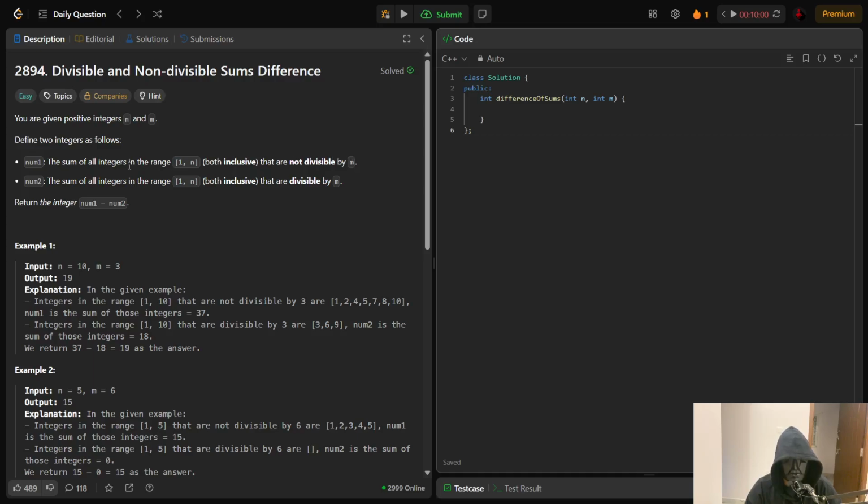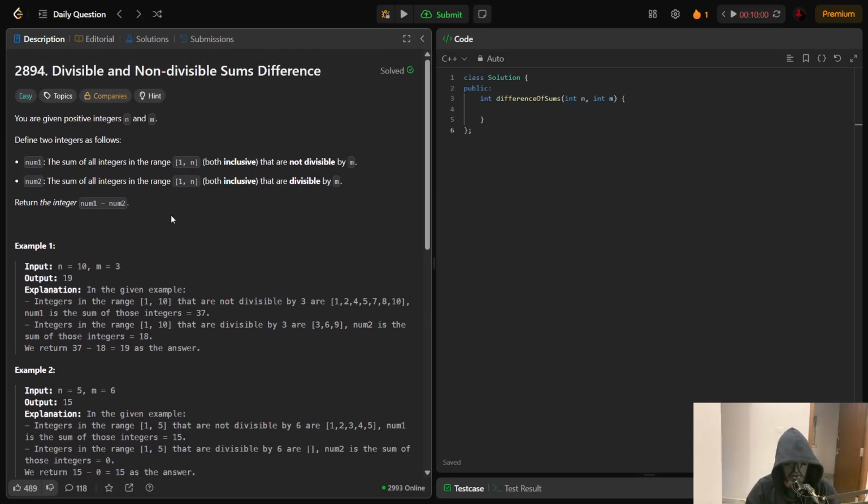Okay, I got what they're saying. We define num1 as the sum of all integers in the range 1 to n, both 1 and n included, that are not divisible by m. And num2 is the sum of all integers in the range 1 to n, both inclusive, that are divisible by m. At the end we have to return num1 minus num2.